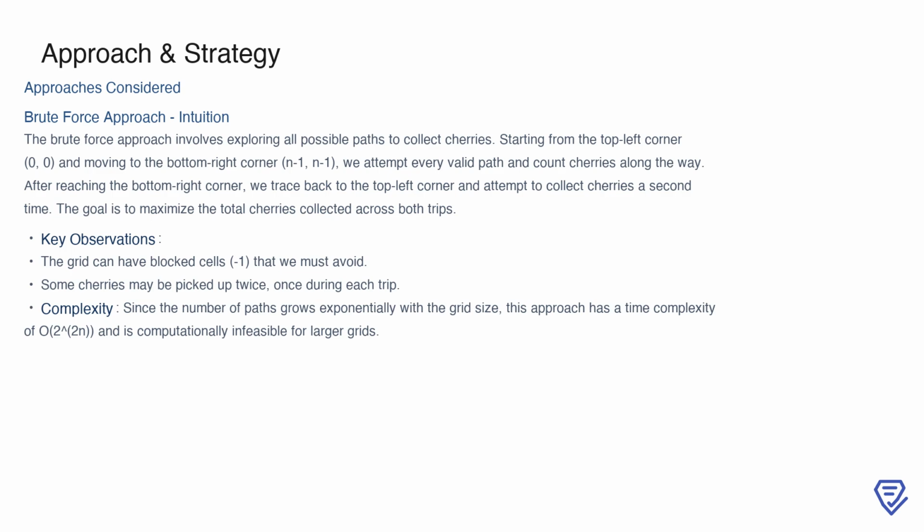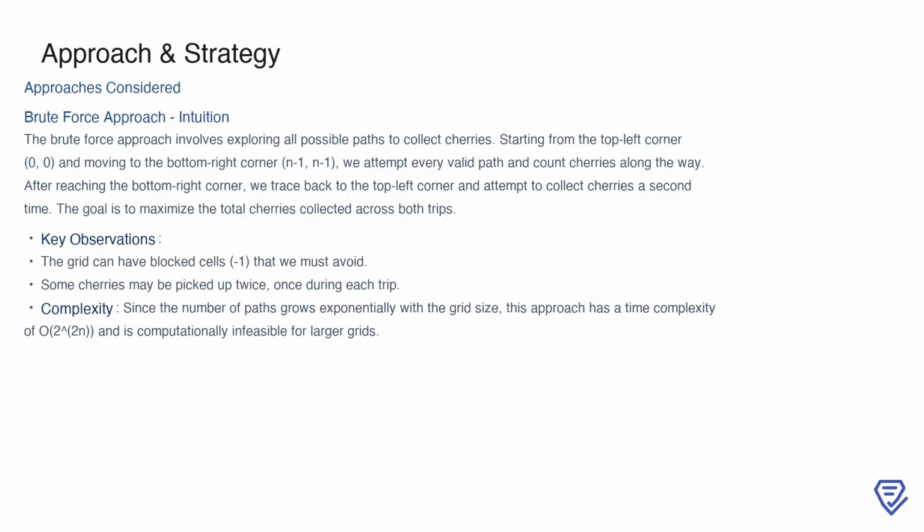The intuition here is to explore all possible paths through the grid to maximize the number of cherries collected. Starting at the top left corner of the grid, at position 0, 0, we attempt every valid path to the bottom right corner, at position N-1, N-1. Once there, we reverse direction and trace back to the top left corner, again attempting all possible paths while trying to collect additional cherries. This approach takes into account that some cherries can be collected twice, once on the way down and once on the way back. However, there are important constraints, such as avoiding blocked cells, which are represented by -1 in the grid.